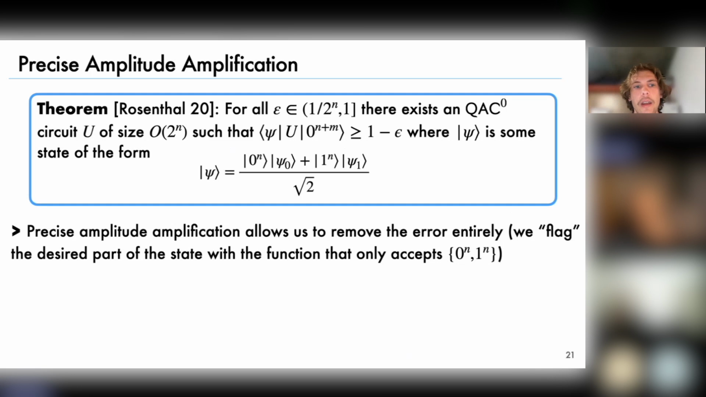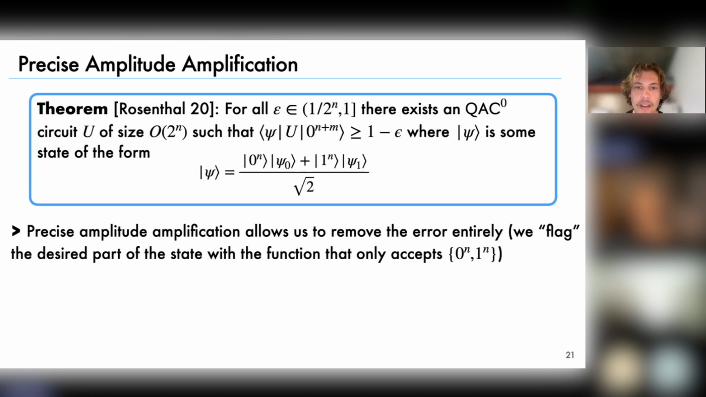In this construction of Rosenthal, he's able to approximately prepare an n-qubit GHZ state. In particular, the state is going to have some inverse exponential amount of overlap with garbage. There's going to be some additional garbage term hanging off. But the nice thing about the GHZ state is that the relevant part of it, or the basis states that we're interested in, correspond to a very simple Boolean function, which only accepts the all 0 string and the all 1 string.